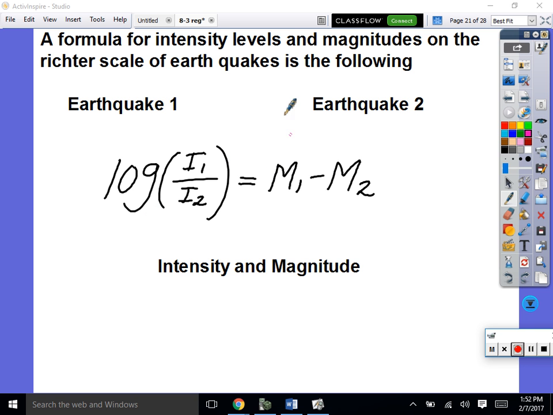And you're going to see how crazy, just even like 0.2 difference of magnitude is going to change how intense it is significantly because it's base 10. So this stands for if you have an earthquake 1 and earthquake 2, if you're comparing earthquake 1 to earthquake 2, you'll do log of intensity 1 divided by intensity 2 equals magnitude 1 minus magnitude 2.